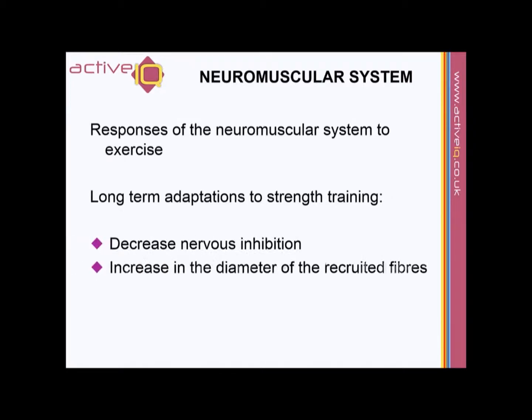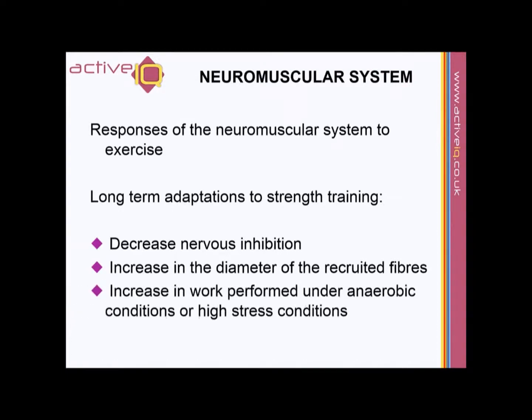Response of the neuromuscular system to exercise in the long-term adaptations to strength training. So we have a decreased nervous inhibition, so it makes it easy to get nervous messages to the muscle. An increase in the diameter of the recruited fibres, so the muscle fibre gets thicker, and also an increase in the work performed under anaerobic conditions, or high stress conditions. Anaerobic means without oxygen.